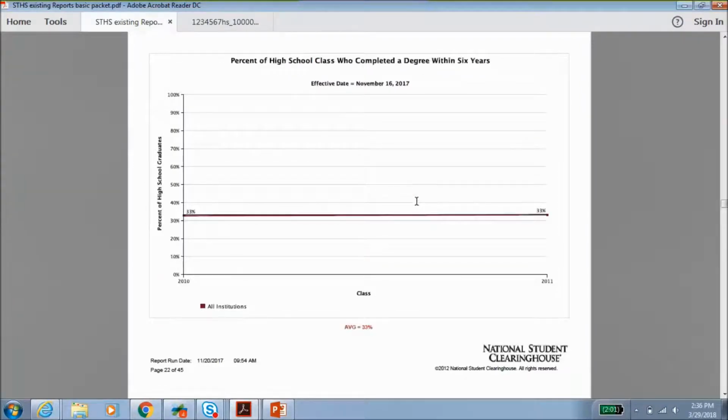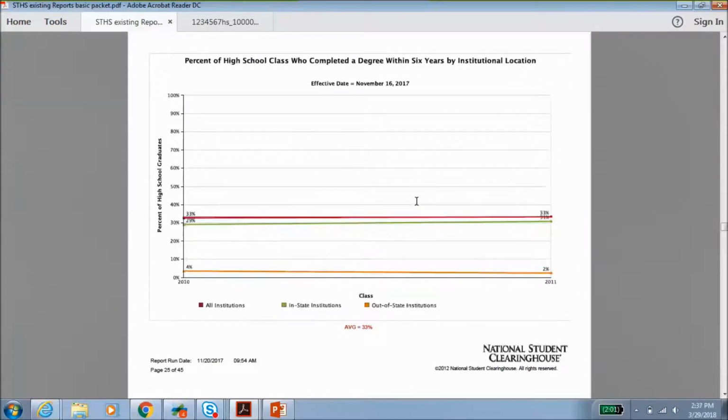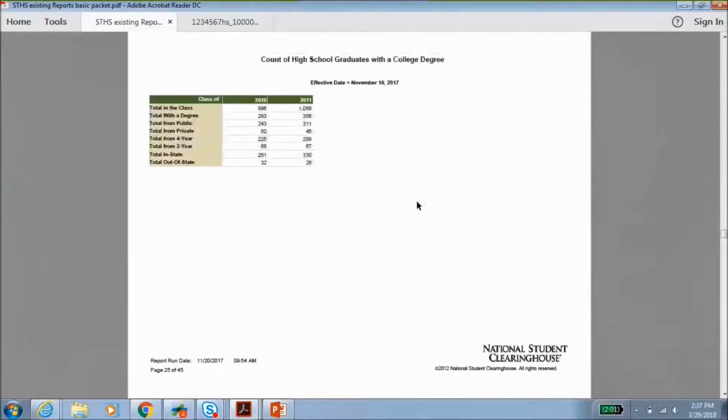And then the next one, we're now on page 22, is the percent of high school who completed a degree within 6 years. You'll notice you're only seeing the class of 2010 and the class of 2011. This is because we need a full 6 years to have completed to get this calculation. So once next year completes, then 2012 will appear on here. And you can see that for this institution, they're pretty consistent. 33% of their students did complete a degree within 6 years. And it does break it out in the next couple, like we said, public, private, and then 2-year, 4-year, and then again here, in-state, out-of-state, and your numbers at the end.